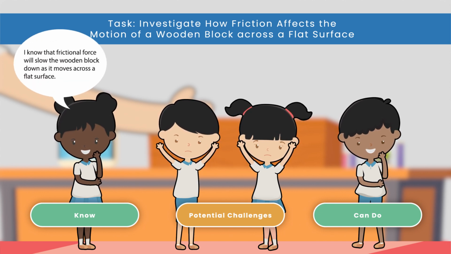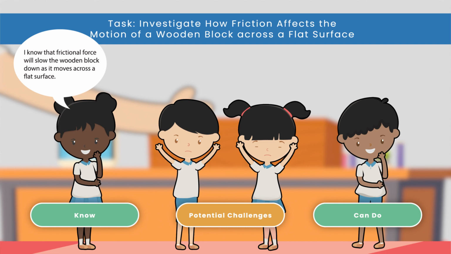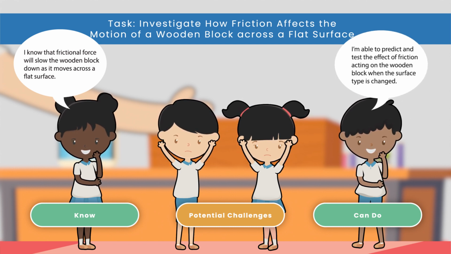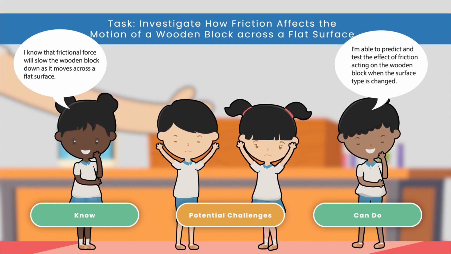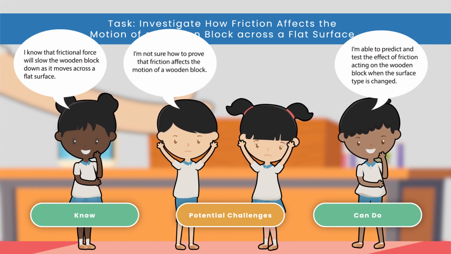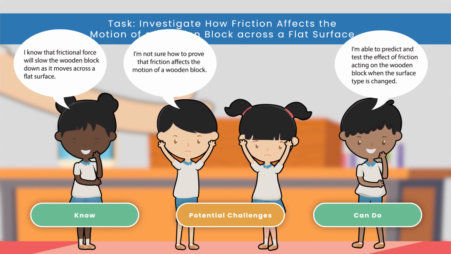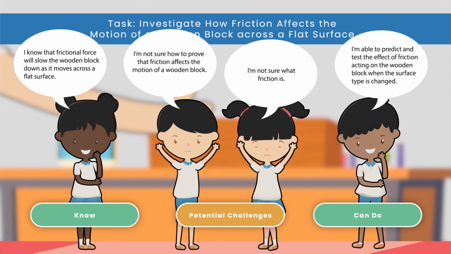I know that frictional force will slow the wooden block down as it moves across a flat surface. I'm able to predict and test the effect of friction acting on the wooden block when the surface type is changed. I'm not sure how to prove that friction affects the motion of a wooden block. I'm not sure what friction is.